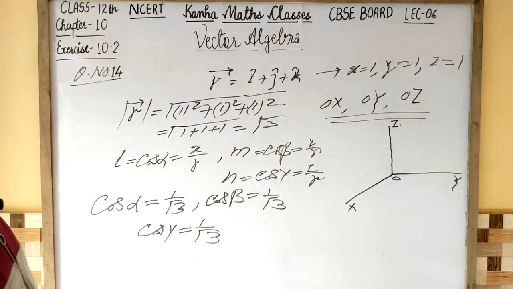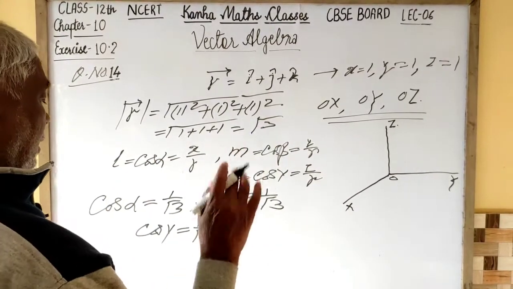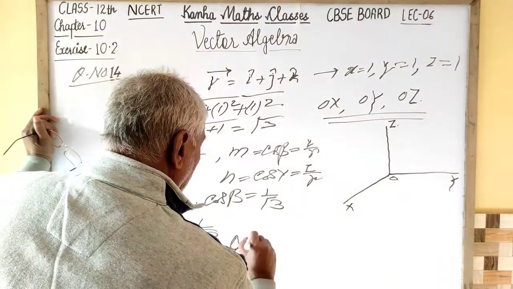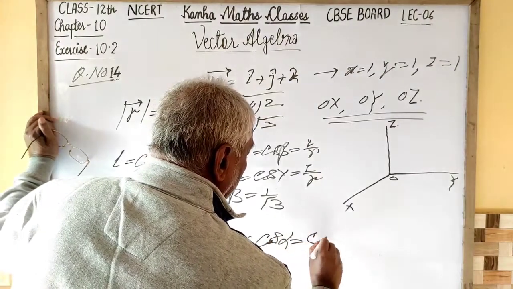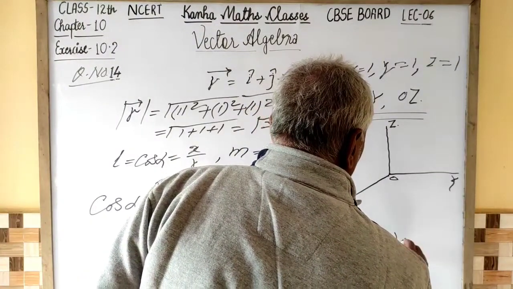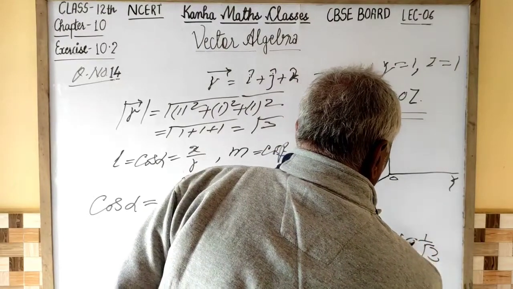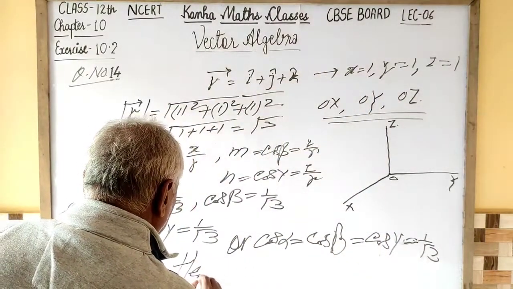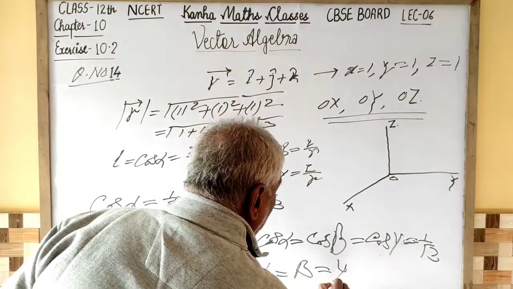Here we notice that the direction cosines of this vector are equal. Clearly cos alpha is equal to cos beta is equal to cos gamma is equal to 1 upon root 3. Hence alpha is equal to beta is equal to gamma.